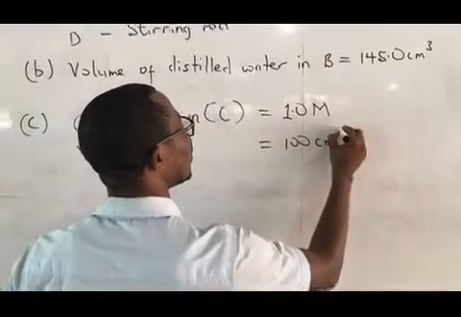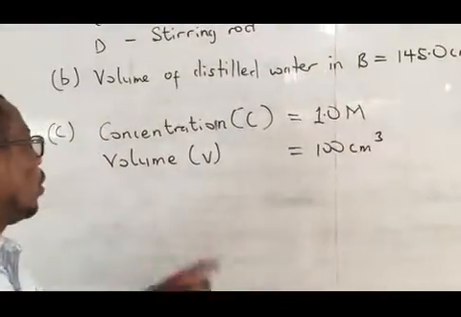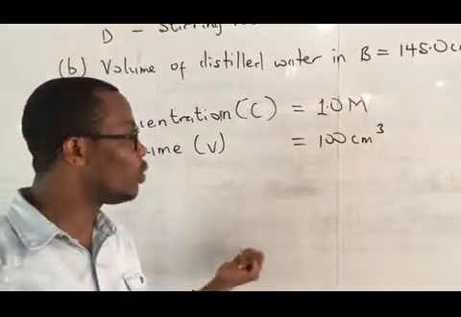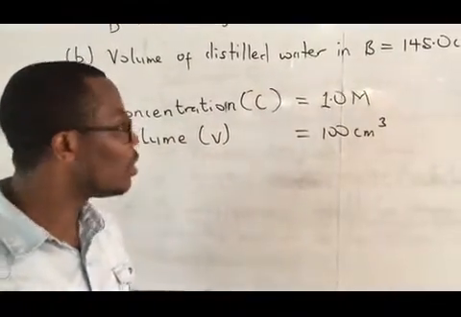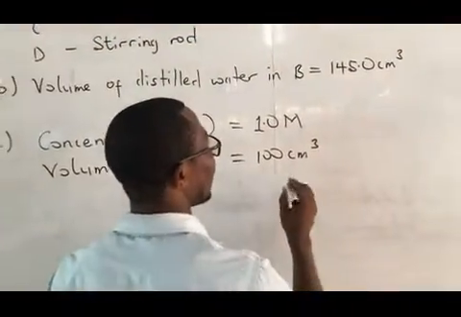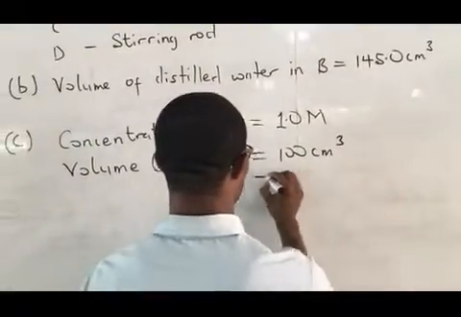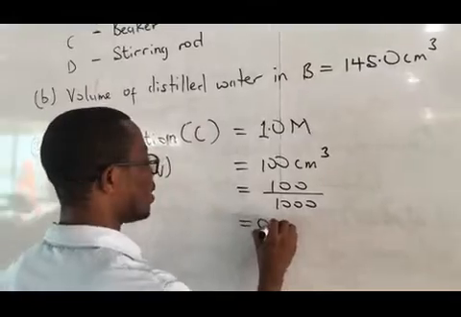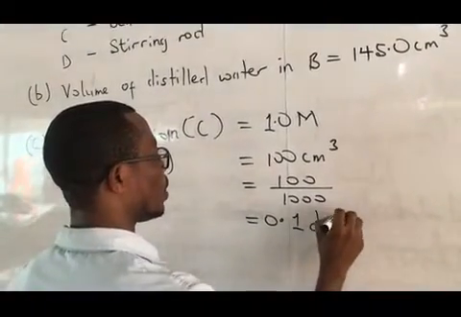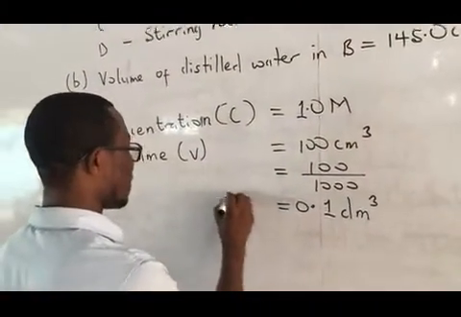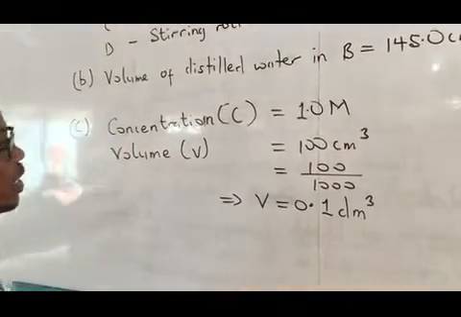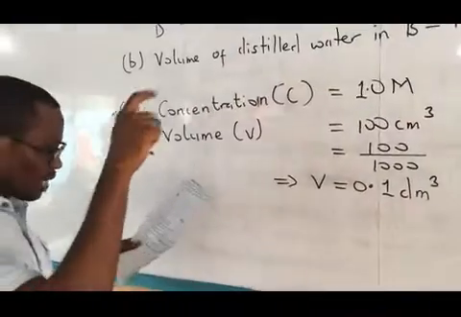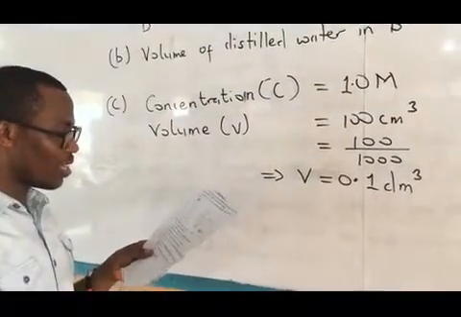cm cube. You know your volume should be in dm cube. So you convert the centimeter cube into dm cube. How do you do that? You divide it by 1,000. So if you divide this by 1,000, that will give you 0.1 dm cube. Okay, and then you go back to the information under the diagrams.